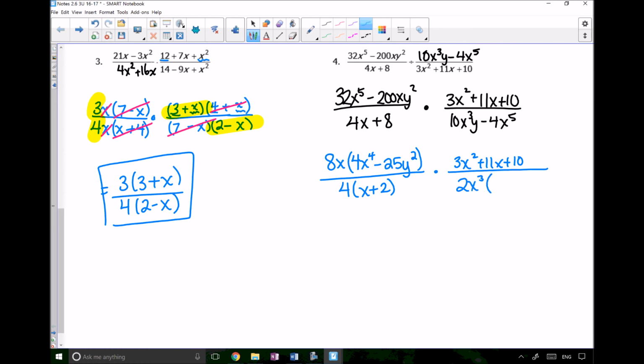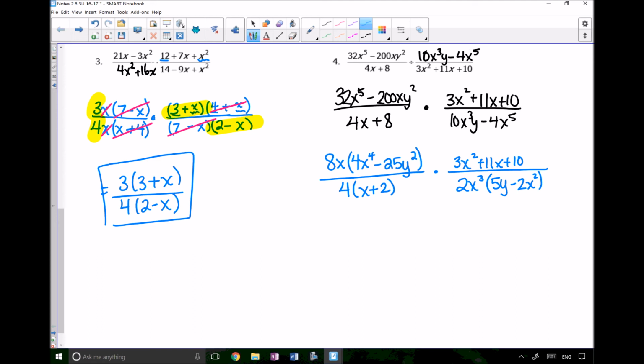Okay, so then when I factor that out, 10 divided by 2 is 5. The x cubes cancel, so I get 5y. And then here, 4 divided by 2 is 2. X to the power of 5 over x to the power of 3 is x to the power of 2.